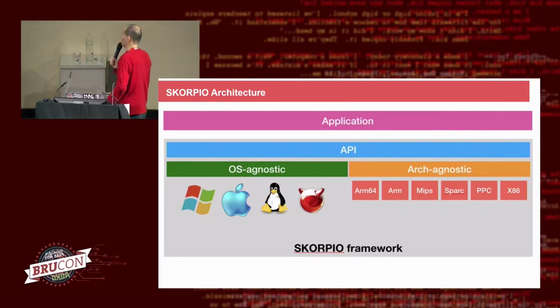So here's the diagram. You can see that we abstract away all the details about the OS and the architectures, and all the OSes and all the architectures come in as plugins. So we support Windows, Mac, Linux, or BSD. We support all kinds of CPUs: ARM64, ARM, MIPS, Sparc, PowerPC, and x86.